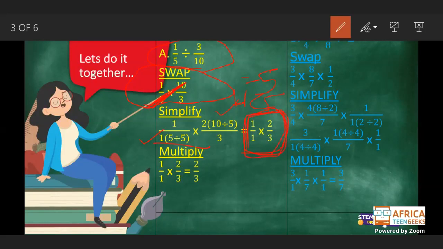And then after this, we do it as normal, the way you are used to. 1 multiplied by 2 equals 2. And then the second one, 1 multiplied by 3, and you will have your 3. Okay, so this is our final answer. Our final answer will be 2/3.